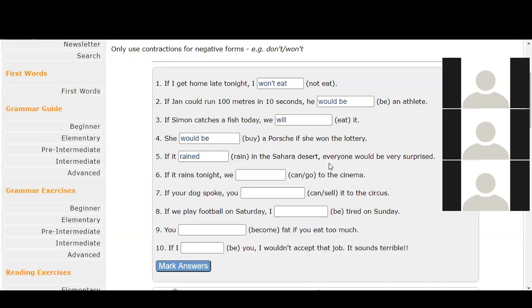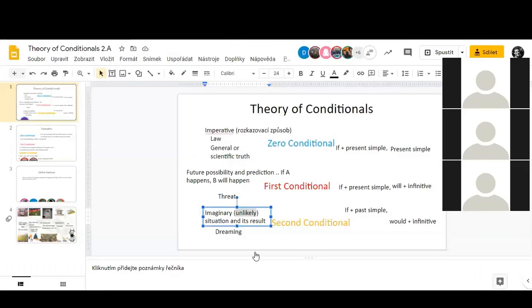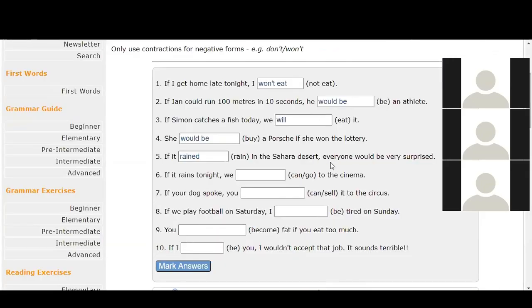It's not very likely that it will rain. And I'm saying, but if it rained, everyone would be surprised. So again, I am in the imaginary situation and the result. The result would be people would be surprised and it is imaginary, okay? I'm saying, okay, but it cannot rain there. It can snow there. There have been situations that it has snowed there, it has rained there already, but it's not very likely. So that's why I'm saying this.